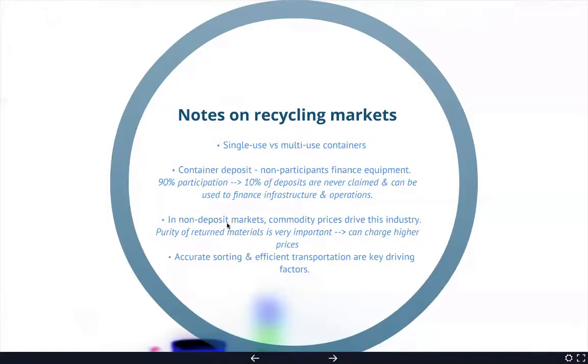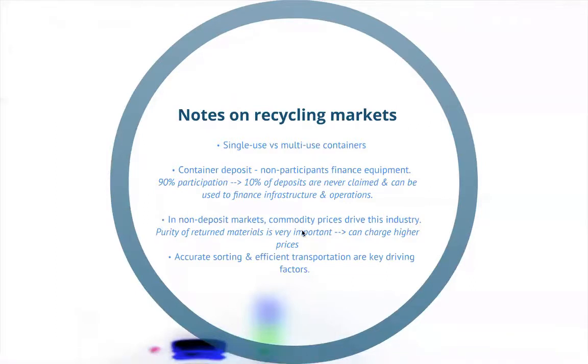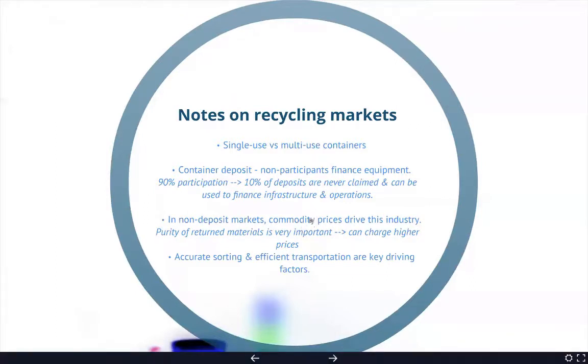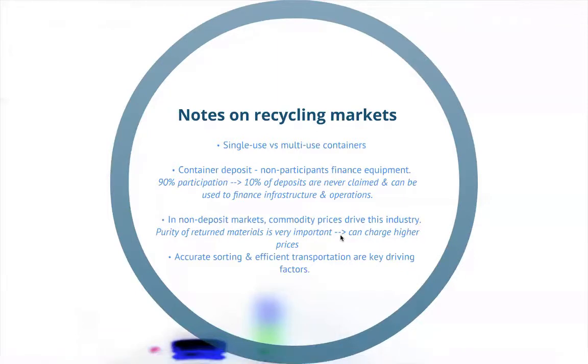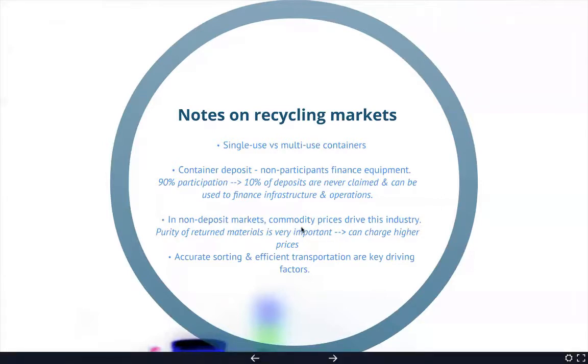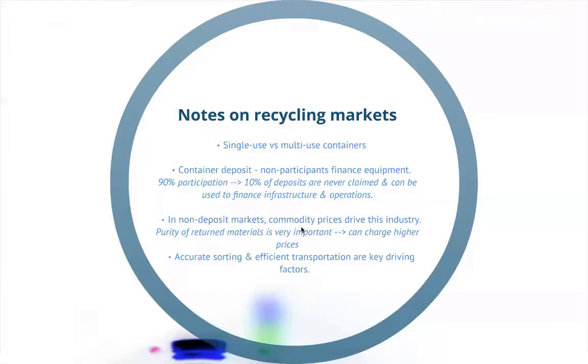In non-deposit markets like we have in Utah, the market is essentially driven by commodity prices. So there is no deposit that you can claim. But if you sort the aluminum with high purity and crush it down, then you can sell the aluminum for commodity prices. And the commodity prices, of course, vary up and down. But generally, if you can increase the sorting accuracy and keep the costs down, that's a pretty big industry, a high profit margin industry as well.